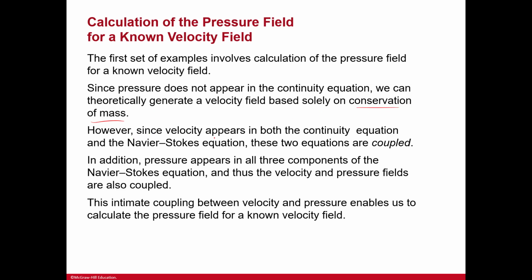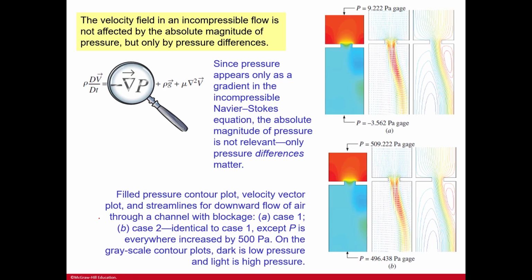However, since the velocity appears in both the continuity equation and the Navier-Stokes equation, these two equations are coupled. In addition, pressure appears in all three components of the Navier-Stokes equation, and thus the velocity and pressure fields are also coupled. The intimate coupling between the velocity and pressure enables us to calculate the pressure field for a known velocity field. So this is just showing you how we can get to this calculation.